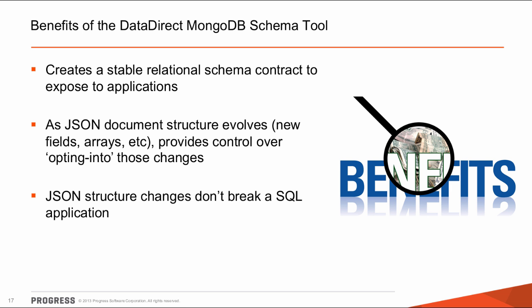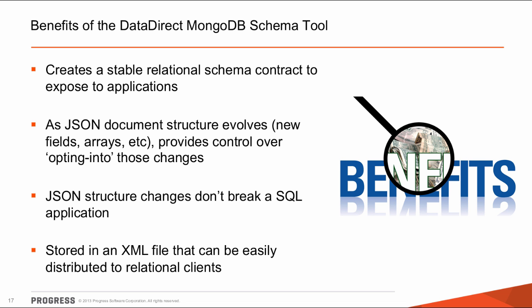So JSON structure changes won't break your SQL application, right? That's ultimately the key benefit, and you then have control over when you want to expose those changes to that ecosystem of relational consumers. And that metadata that's collected is stored in an easily readable XML file that you can easily distribute to your relational clients. So it's not tucked away in some database instance that's difficult for you to then distribute to the various clients that need to consume that MongoDB data.